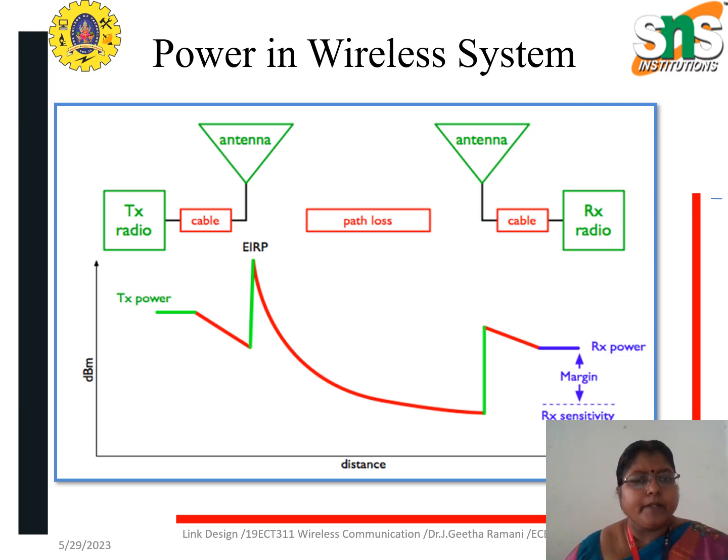Now with the transmission power coming out from your transmitter, due to the cable there might be some loss. Gains are indicated by the green color, whereas the losses are indicated by the red color. By using an antenna, there might be an increase in the power, and due to the wireless medium, there may be a path loss. The antenna gives some gain, and due to the cable, there might be some loss. Finally, at the receiver, we are calculating the margin using the receiver sensitivity.